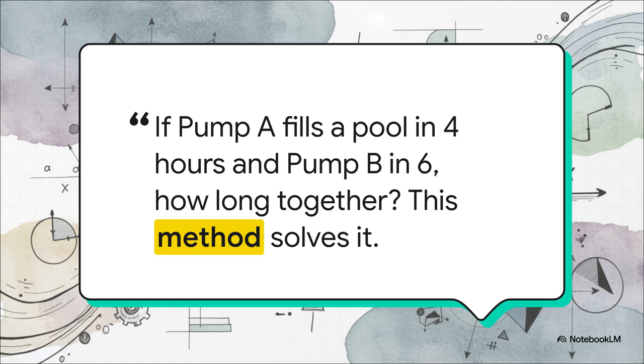You know those classic word problems, like 2 pumps filling a pool? How would you solve this one? You'd set up the equation 1 over 4 plus 1 over 6 equals 1 over t. And the way you'd solve that is by using this exact method.